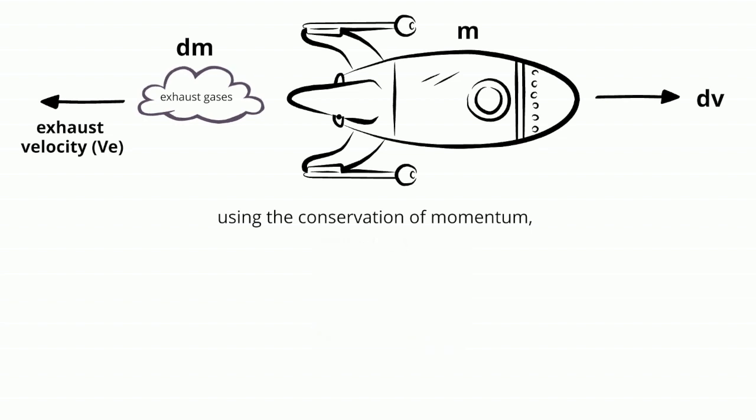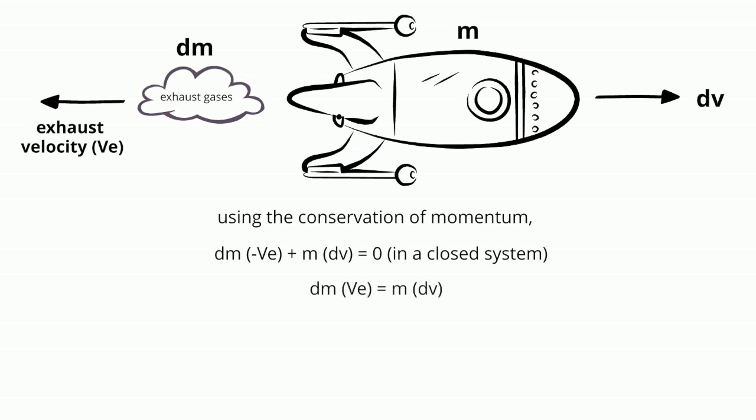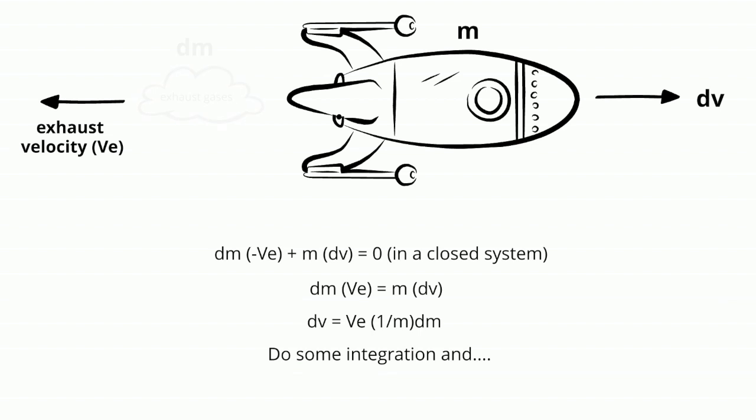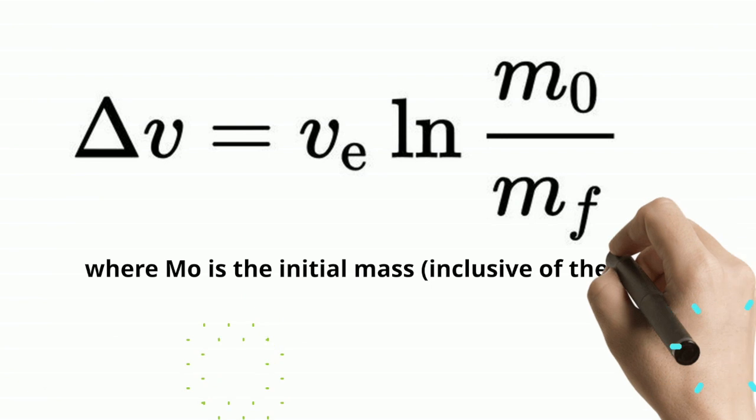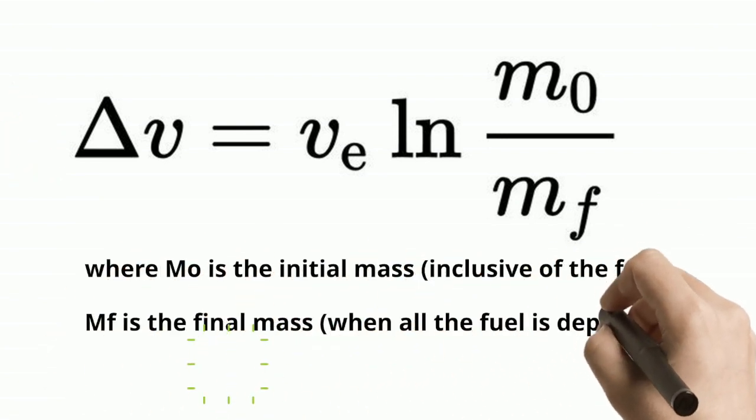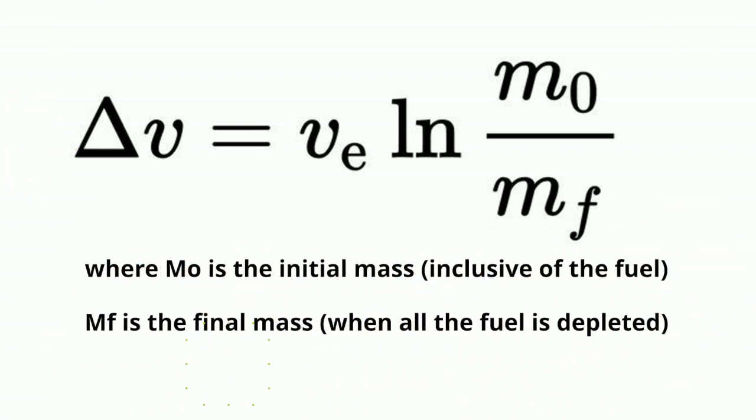Considering this as a closed system, we get negative dm times ve plus dv times m equals 0, since the rocket and the fuel expelled are moving in opposite directions. Then we get dm times ve equals dv times m. Rearranging the equation and doing some quick integration, we get the rocket equation. To find the change in velocity of the rocket, all we need is the initial mass of the rocket with the fuel, the final mass of the rocket without fuel, and the exhaust speed of the fuel.